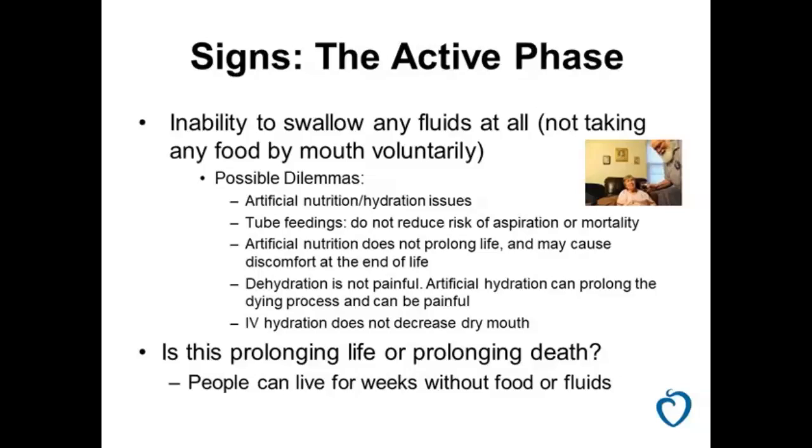Oftentimes, even tube feedings will get to the point where they may cause problems as well. When someone has a feeding tube placed, it will minimize the risk of aspiration from the mouth down. It does not eliminate the risk of aspiration from the stomach up. And so it doesn't solve all the problems that we hope it will. And if their body is not able to absorb all the artificial nutrition, it makes more sense to hold that, discontinue that, because again, their body is in that shutting down process.